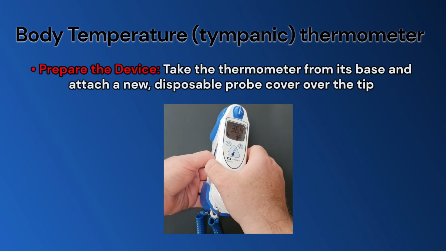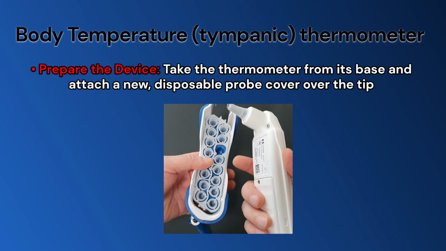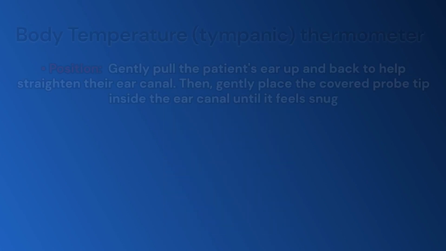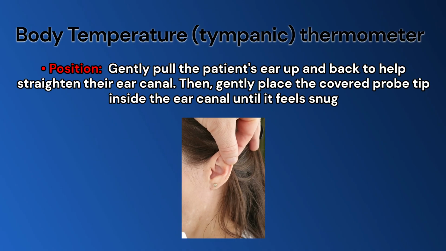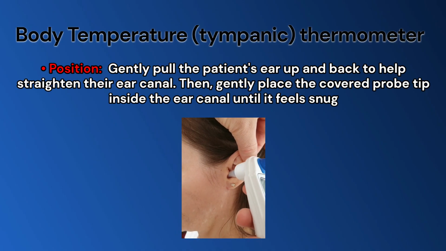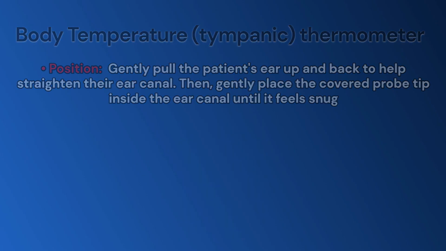Prepare the device. Take the thermometer from its base and attach a new, disposable probe cover over the tip. Position for an adult. Gently pull the patient's ear up and back to help straighten their ear canal. Then, gently place the covered probe tip inside the ear canal until it feels snug.